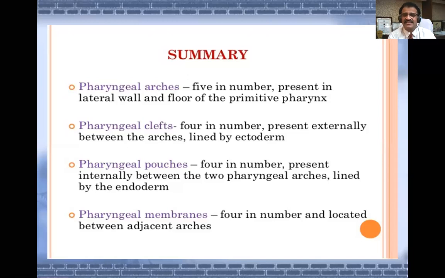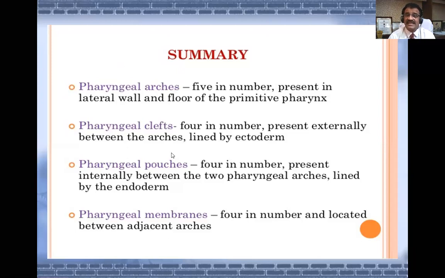Branchia is equivalent to the gills in fish, how the structures are found in the fish. Similarly, it is in human beings. So pharyngeal arches are 5 in number because the 5th is rudimentary. They are 6, but now we count them as 5. Present in the lateral wall and floor of the primitive pharynx. This pharynx portion is V shaped. Eventually, you are going to get an esophagus downwards and the trachea also.